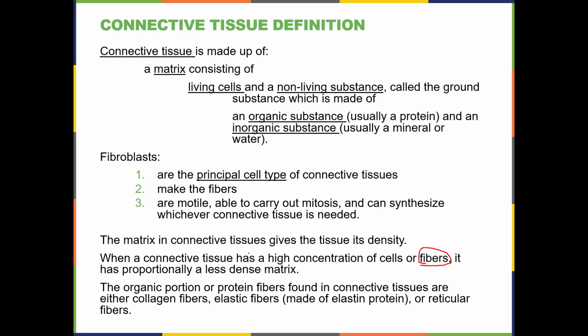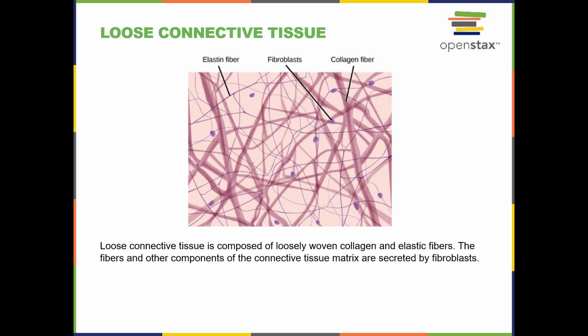Now, the only exception to this rule is that blood doesn't have fibers. So, but for the most part, this is your definition. This is a very general definition, but it fits by and large the 6 groups. So we'll go over this.